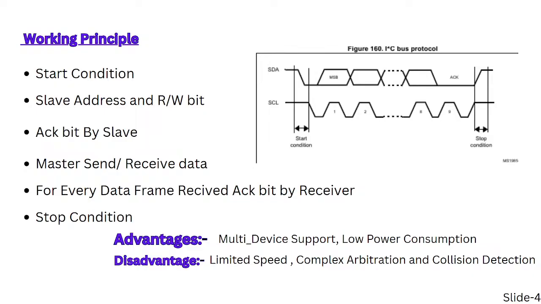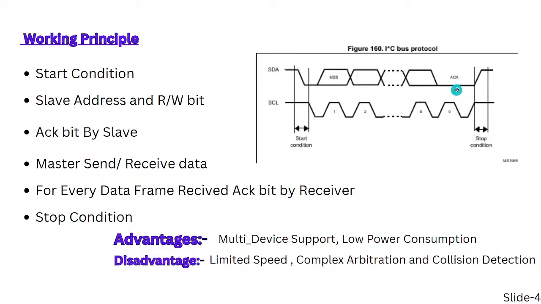And once the slave device matches this address, the respective slave device sends an acknowledgement bit to the microcontroller, the master device. Then the master sends and receives the data. Otherwise, it cannot send and receive the data without receiving the acknowledgement. For every data frame, it receives an acknowledgement. Finally, a stop condition. Now I explain the stop condition.